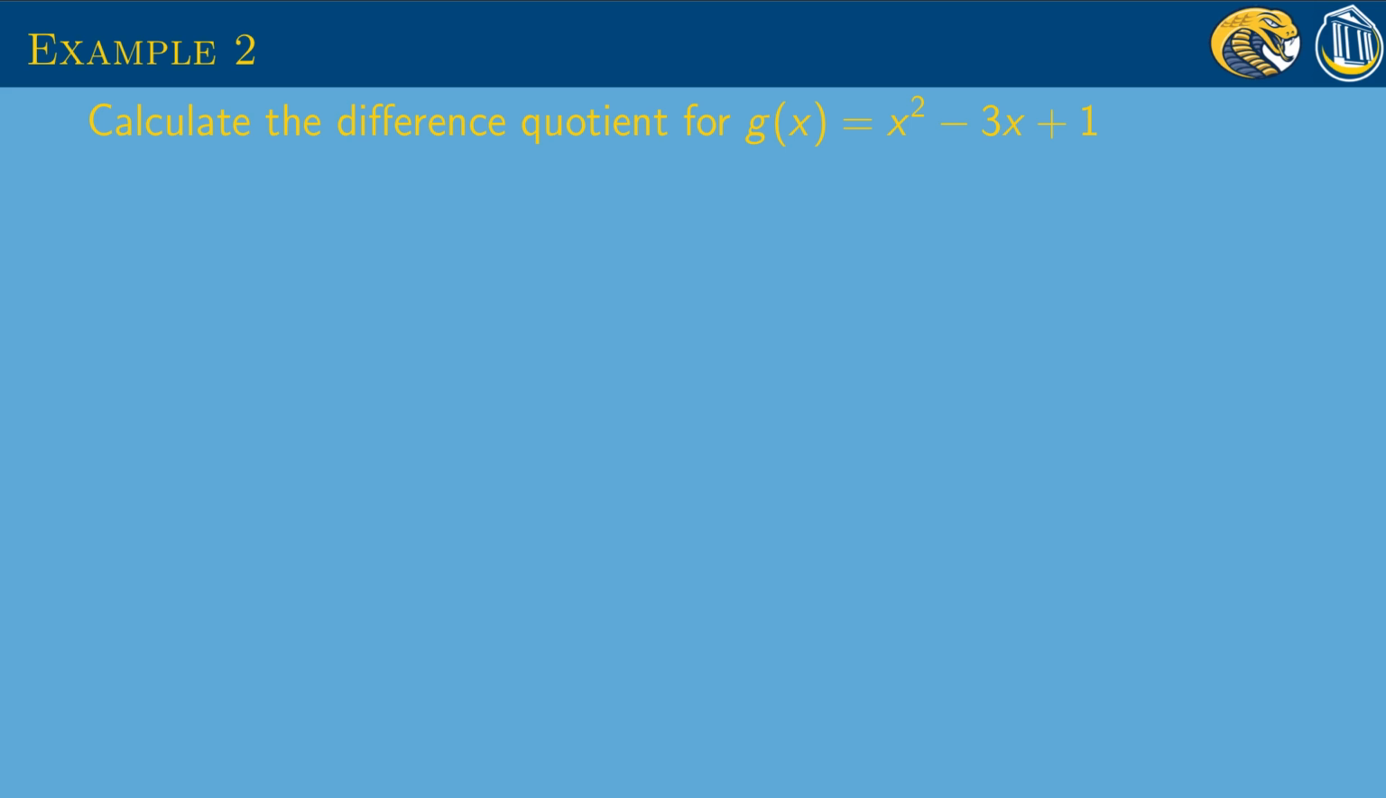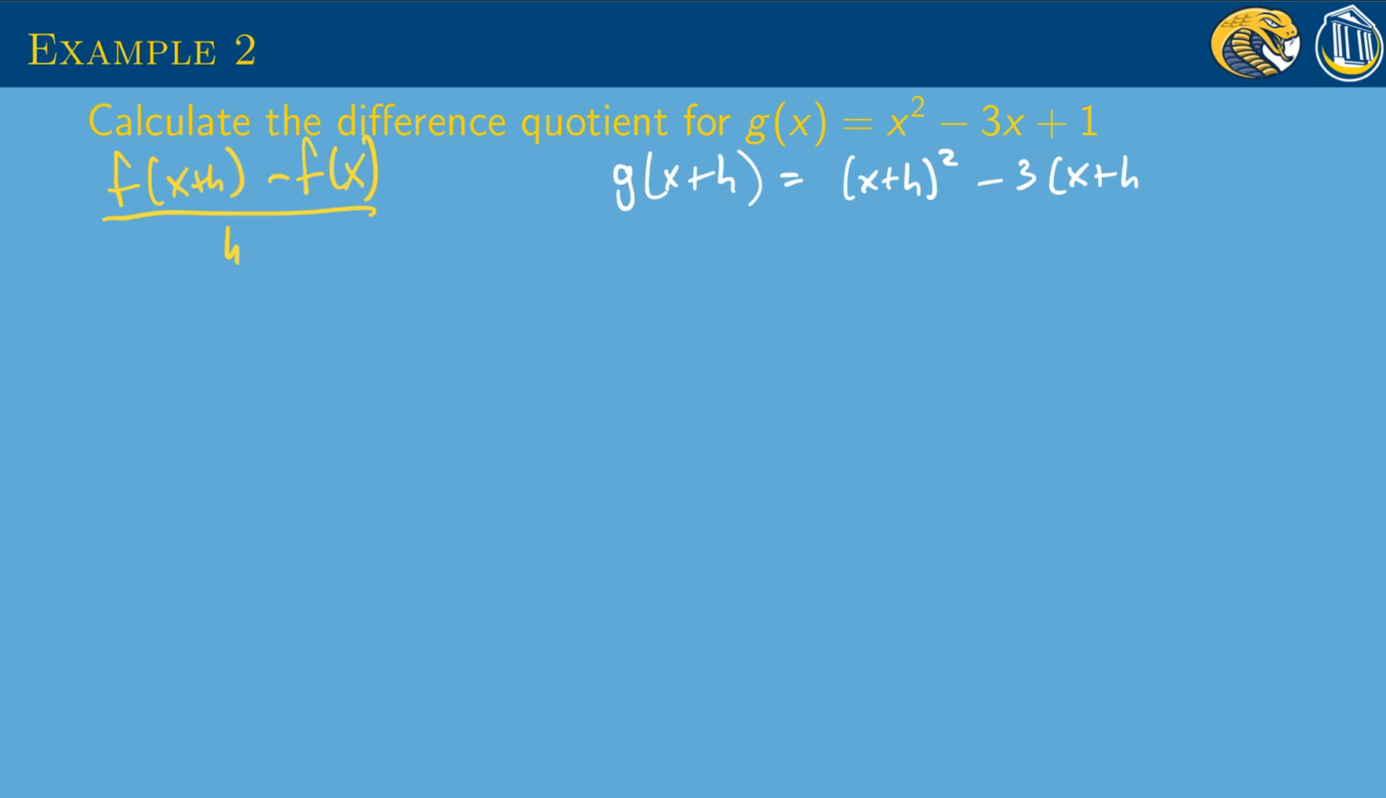So let's practice. Same idea, we're finding the difference quotient f of x plus h minus f of x divided by h. This time our function is a little more complicated. G of x is a quadratic function, x squared minus 3x plus 1. We're going to start by doing the same thing, evaluating this function at the point x plus h. Once again, anytime we see an x, we're going to write in x plus h. So instead of 3x, we're going to have 3 times x plus h plus 1. And then let's go ahead and plug this in to our difference quotient.